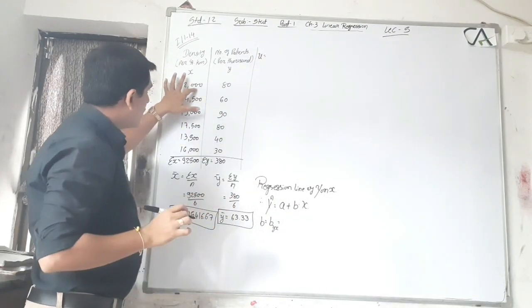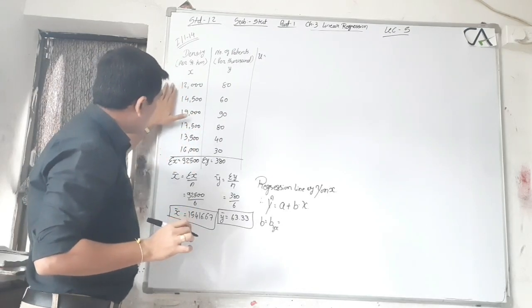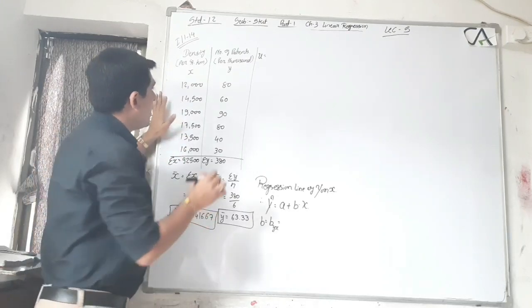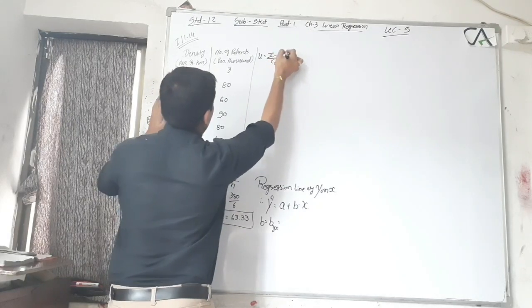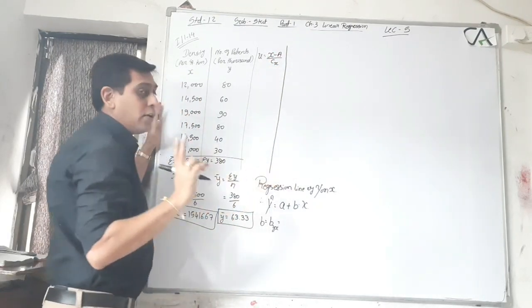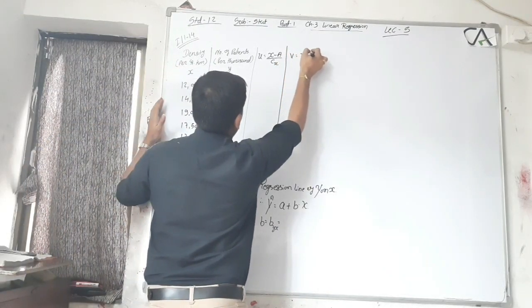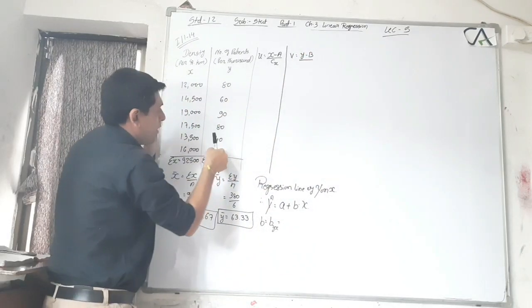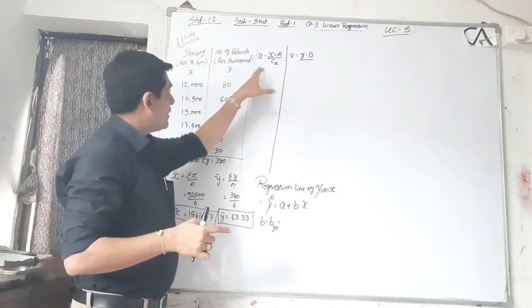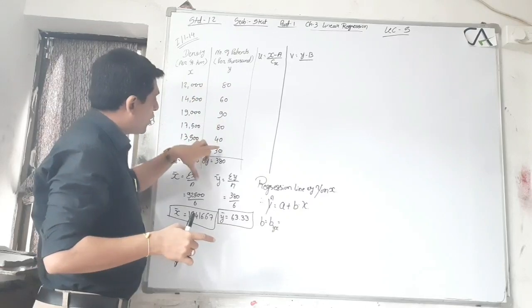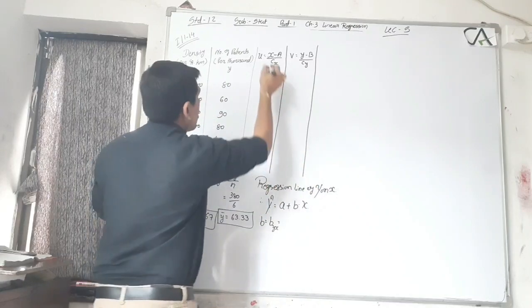So here we have to use method number 3, that is u equal to x minus a upon cx. Here 100 is common in x, so we can take cx is equal to 100. That is method number 3 part 2. Now v is equal to y minus b upon cy. Here two zeros are common in x, that's why cx is 100, and here one zero is common in y, that's why cy is equal to 10.